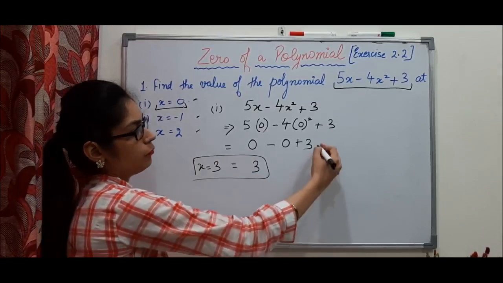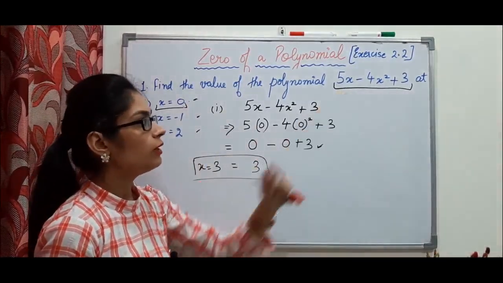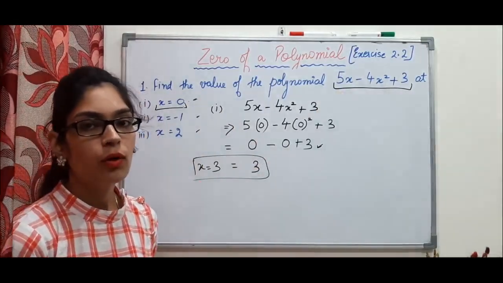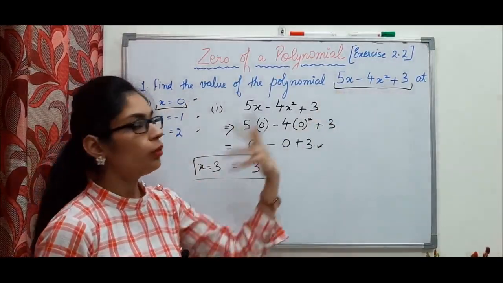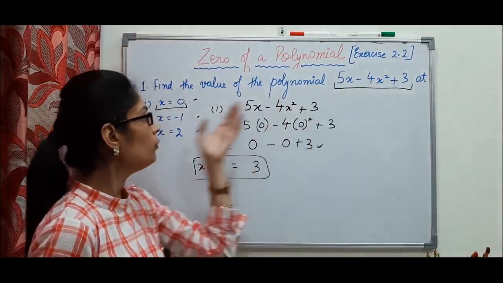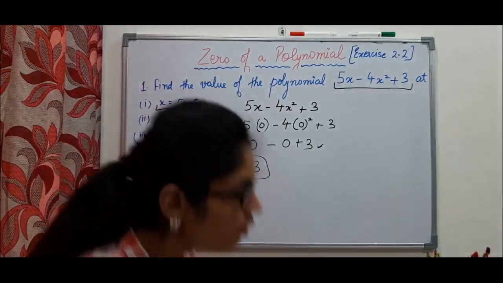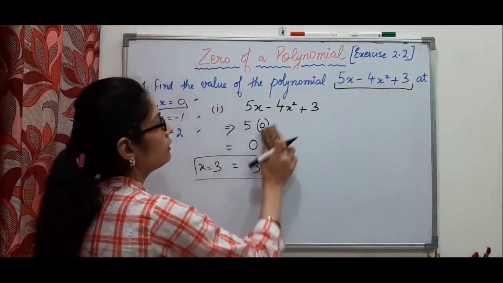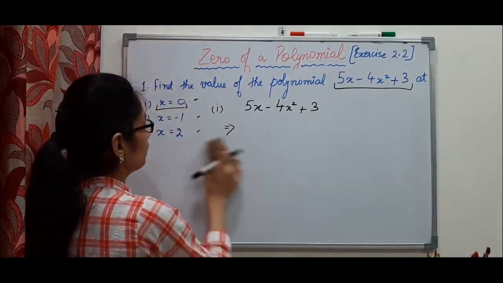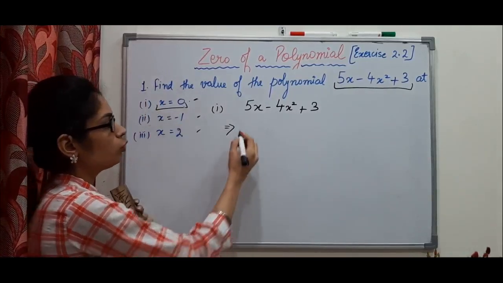See, we are getting some value, which means x is equals to 0 is not a zero of this polynomial. I am just telling you the concept of zero, but here you don't have to see what is zero and what's not zero. You just have to find the value at different values of x. Now let's do the second part, where you have to put x is equals to minus 1.